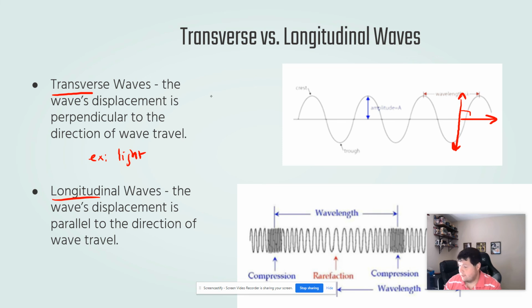One way I remember it is if you think about perpendicular, you think about this symbol here, which looks like an upside down T. So transverse, perpendicular, T. That's how you know it's the opposite direction of that wave travel.